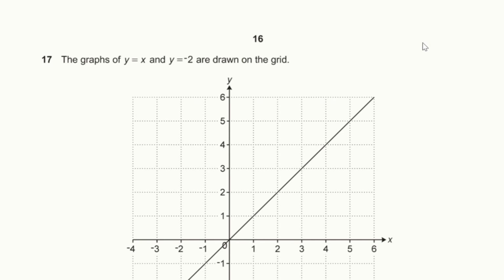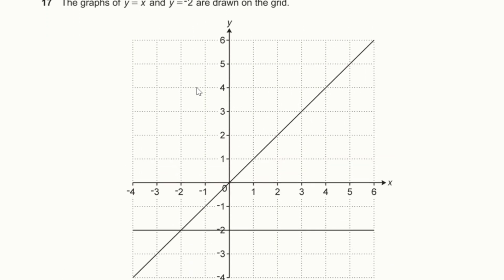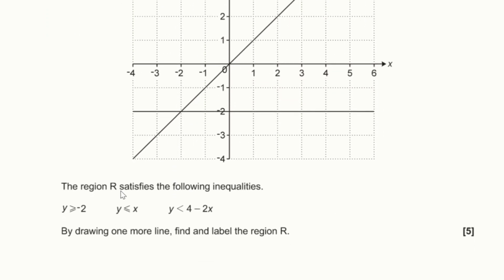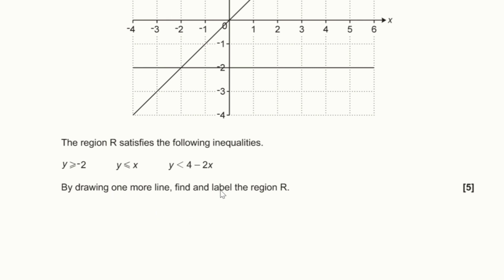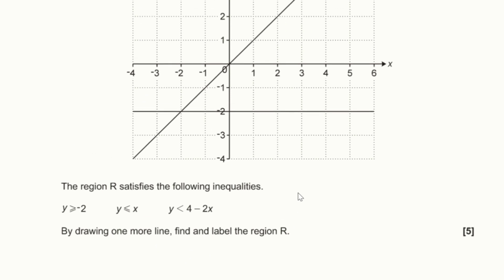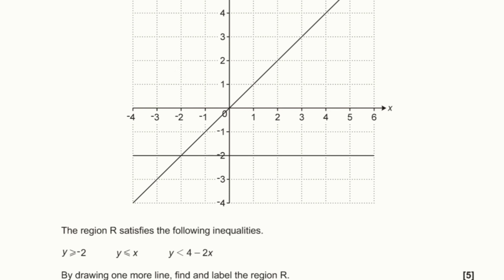Question number 17. The graphs of y equals x and y equals minus 2 are shown on the grid. The region R satisfies the following inequalities. We've got y being greater or equal to minus 2, y being less than or equal to x, and y being less than 4 minus 2x. By drawing one more line, we have to find and label the region R. Well, first of all, we need a dotted line. The reason we need a dotted line is because of the strong inequality.